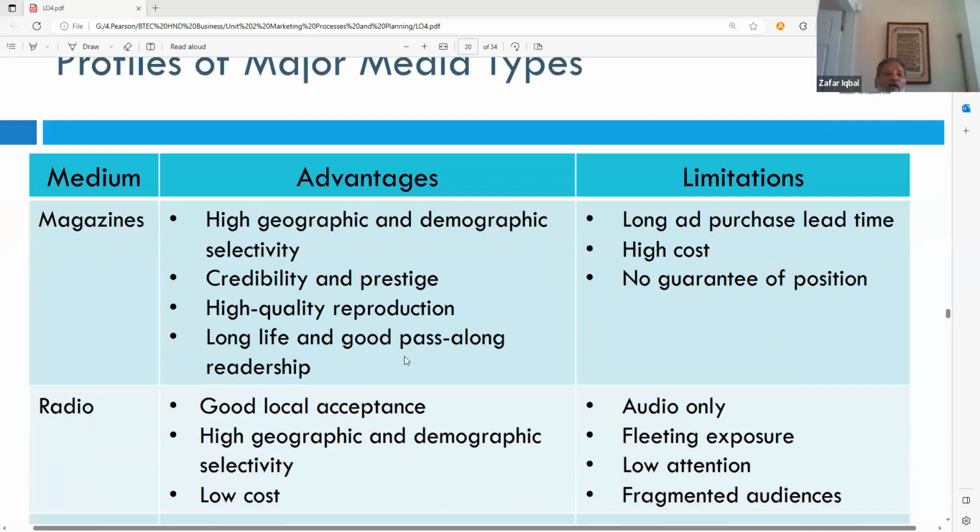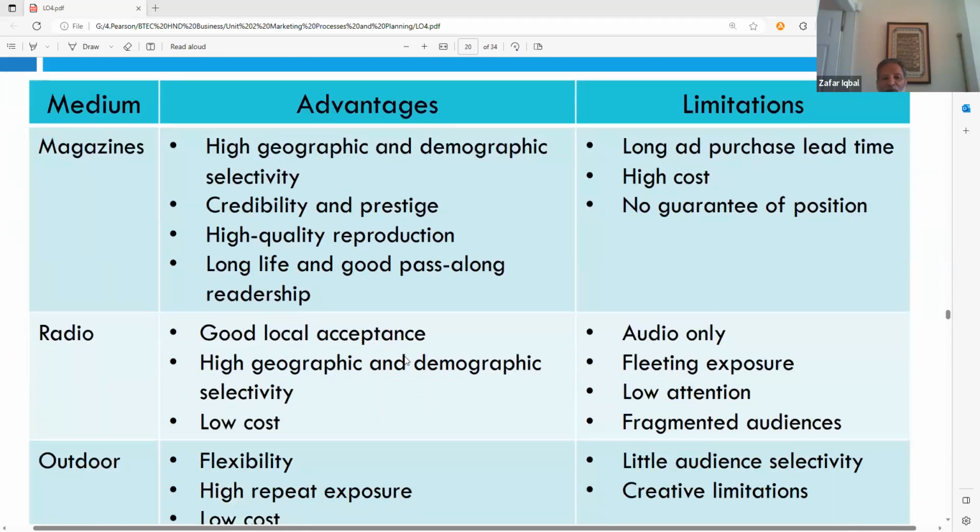Okay, when we look at the media of magazines, for example, or radio or outdoor media, you need to look at the advantages and disadvantages as well. Radio media has good local acceptance, very low cost, and high geographic and demographic selectivity. You need to consider the limitations, for example, that it is audio only.